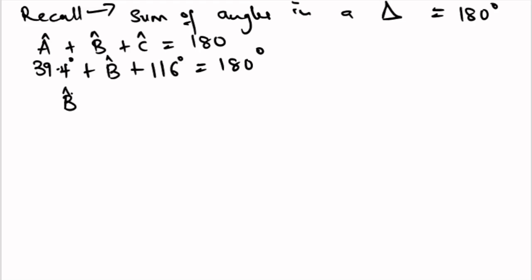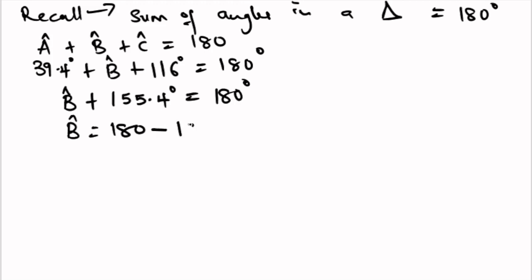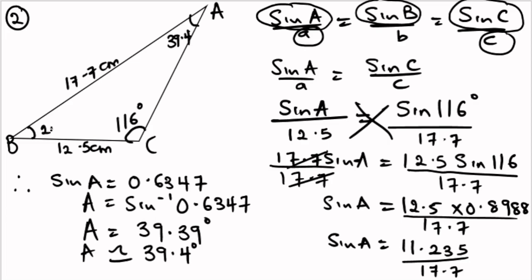Angle B plus 39.4 plus 116 degrees, 155.4 degrees, equal to 180 degrees. Angle B is equal to 180 minus 155.4 degrees. Angle B is equal to 24.6 degrees. We can actually write this value back in our triangle. So angle B is 24.6 degrees.